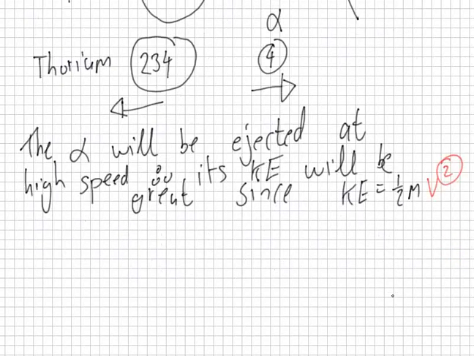Now, the next part is to show that 98% of the energy is in the alpha. So if 98% of the kinetic energy is in the alpha, 2% is in the thorium. Okay.